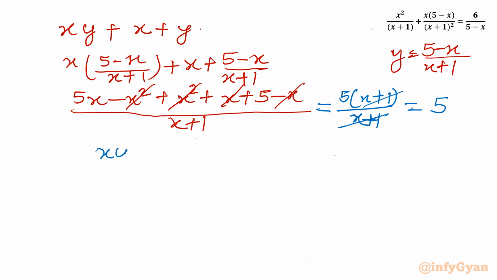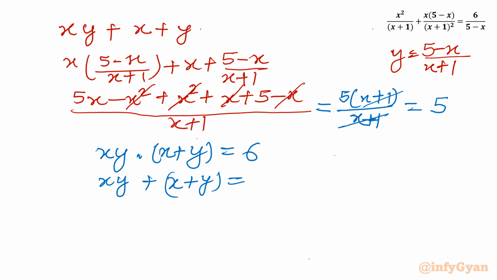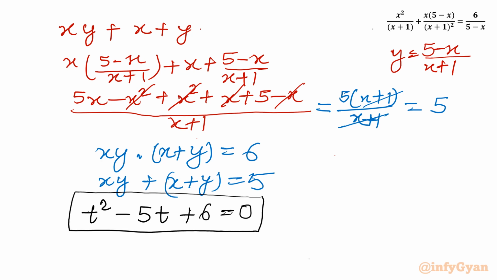Conclusion is xy times x plus y, product of roots was 6. Now sum of roots we calculated. It is 5. Now we can frame one quadratic equation whose product of roots and sum of roots are 6 and 5 respectively. So let me consider that the variable is t. So I can frame it as t square minus 5t plus 6 equal to 0, as we know the general form of how to write a quadratic equation from the sum of roots and product of roots.